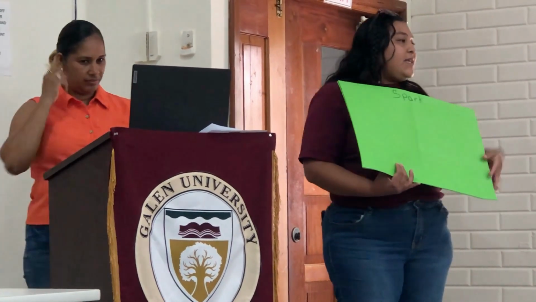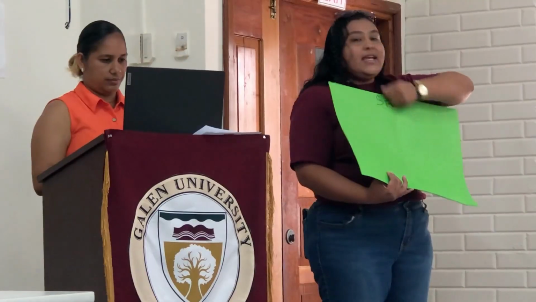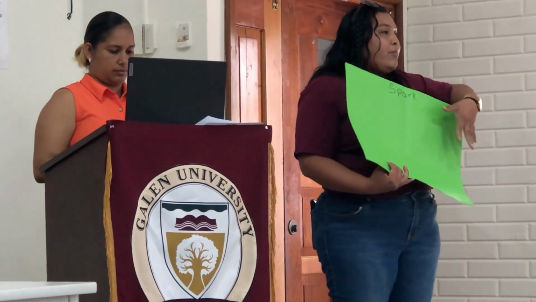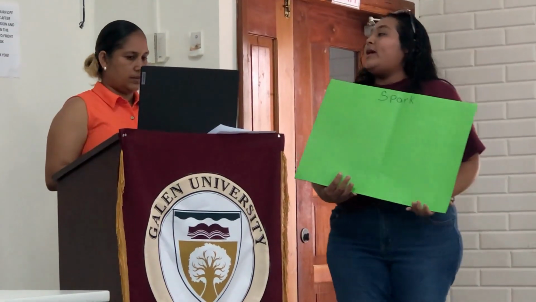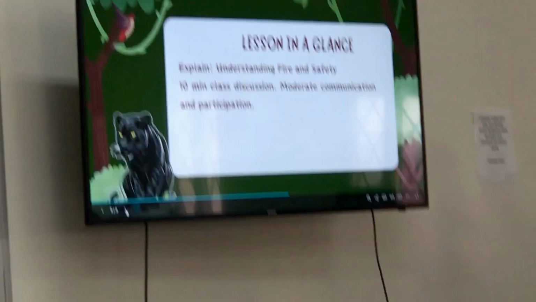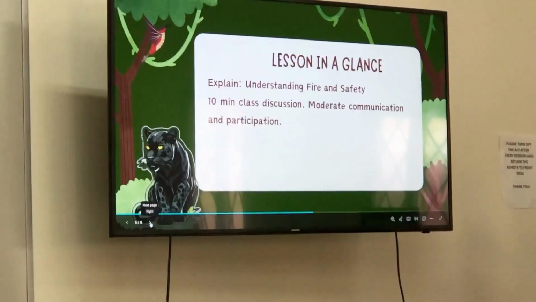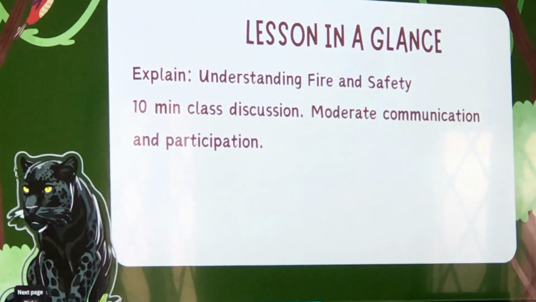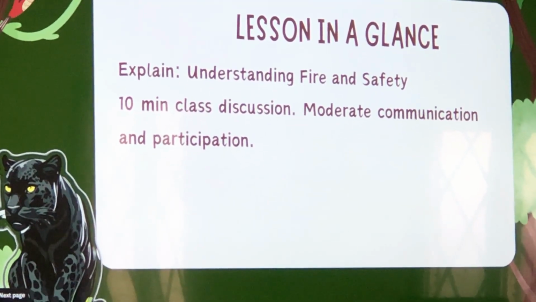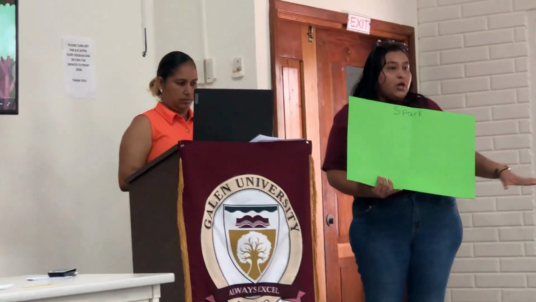So then all of these things right here where it's provided, they can either draw or they can write what they come up with, and then we come back in a whole group and we discuss that one. And then we go to the explain, understanding fire and safety, and then we're going to have a 10 minute class discussion, with moderate communication and participation, of course, because if we just start, we're going to go into 20-25 minutes. So then we're just going to have a moderate discussion.